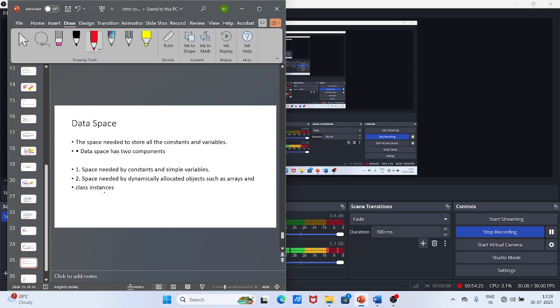Next one is data space. Data space includes two components. One is space of constants and simple variables, and the second one is memory for dynamic objects like arrays, linked lists, etc. For example, if you declare an array of 1000 integers, the array will take up much more data space. So it is important to manage this space efficiently, especially when working with large datasets.